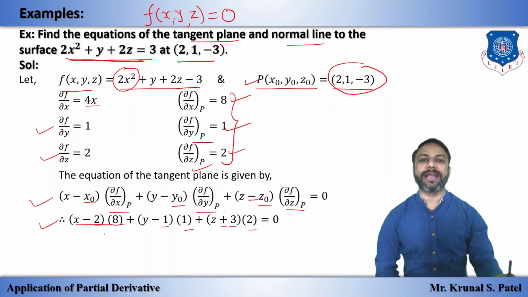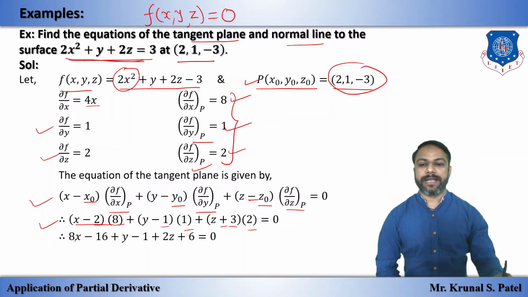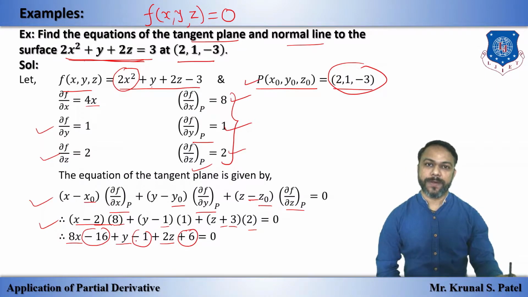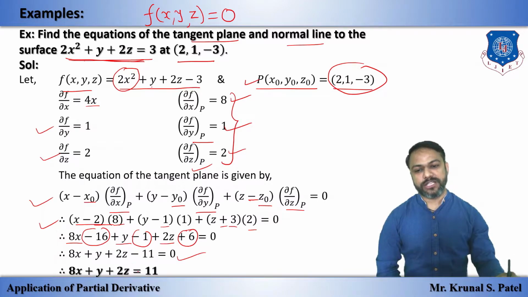By opening the brackets we have 8x - 16, y - 1 and 2z + 6. By simplifying, 8x + y + 2z, and taking the numbers together we have -16 - 1 = -17, plus 6, which is -11. This is our final answer, and you can write this answer in this form also. Both are the same.